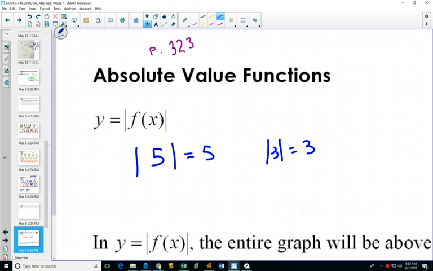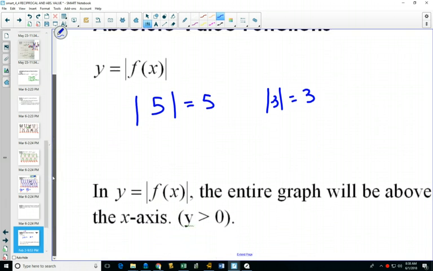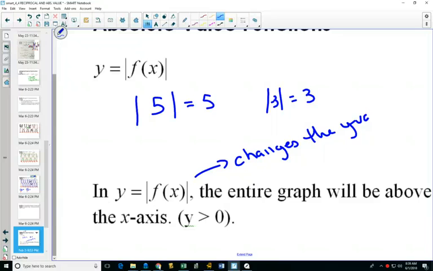So what does that mean when we have y equals the absolute value of f of x? It means that your entire graph will be above the x-axis, because all that it's doing is changing all the y values to be positive. That's the only transformation that's taking place.